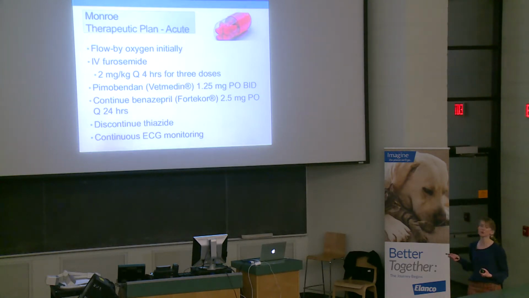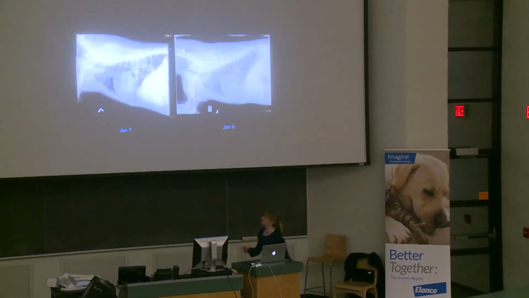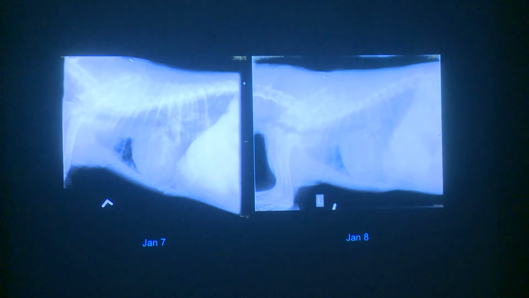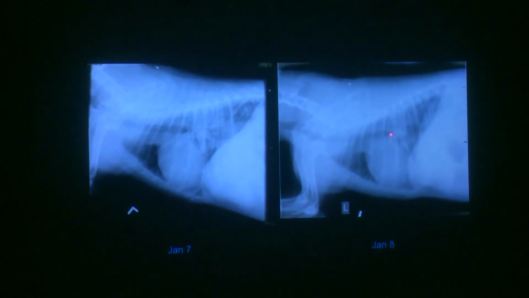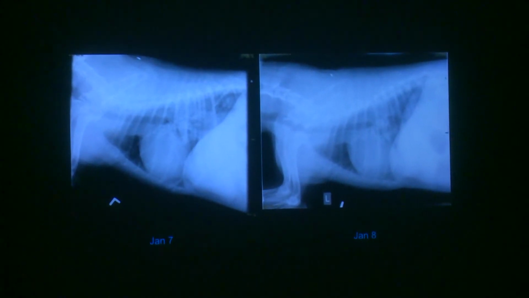We discontinued his thiazide. So while all of this was happening, he was on continuous ECG monitoring. So when we re-radiograph him, okay, we'll put them up side by side so it's maybe a little easier to see the effect. And we've got some improvement here, but it's maybe not as dramatic as our last case. He's still a little more opaque back here than I would like to see.